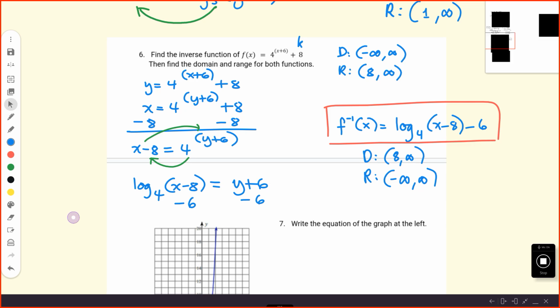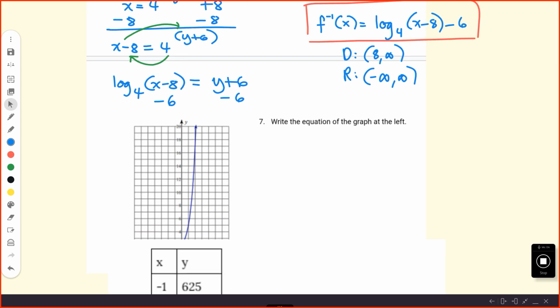Then let's say we have the graph. And the problem is not giving us the base. So we're going to solve for the base as well. Okay? All right, so write the equation of the graph here.